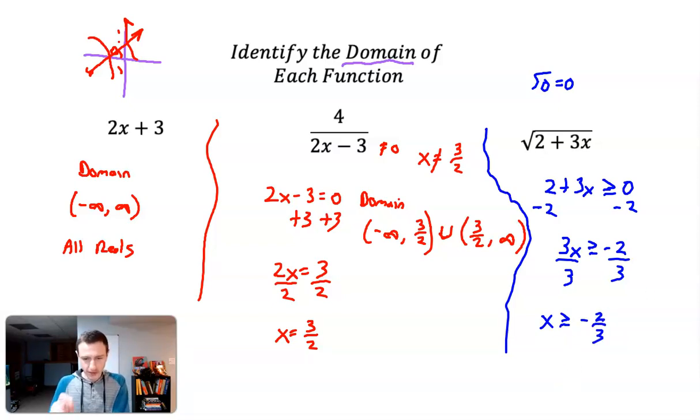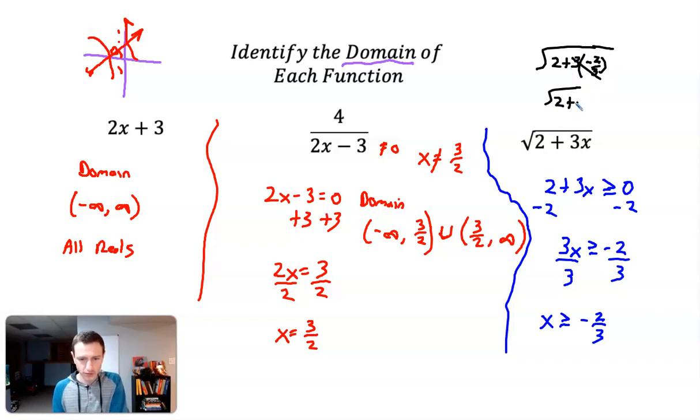So let's go back and talk about this a little bit more for a second. I'm going to plug in negative 2/3 into my radical here just to show you what happens. So when I plug that in, I get 2 plus 3 times negative 2/3. So what happens is the 3's cancel. So I get 2 plus negative 2. 2 plus negative 2 is 0. So I get the square root of 0, which is 0. So that's fine. So for any value of negative 2/3 or greater, that is going to be the domain.